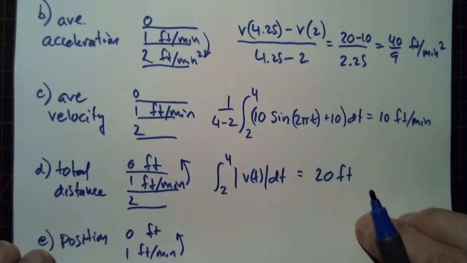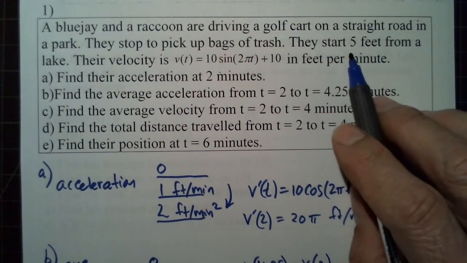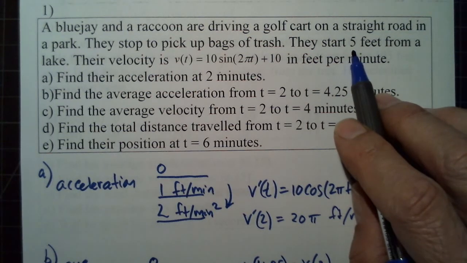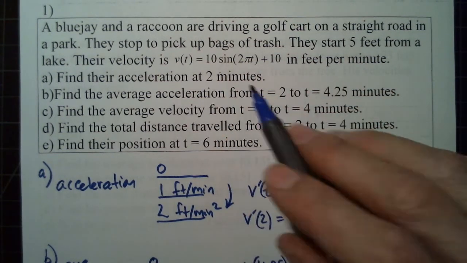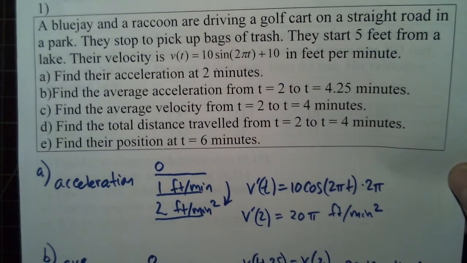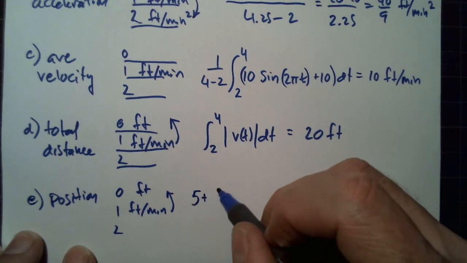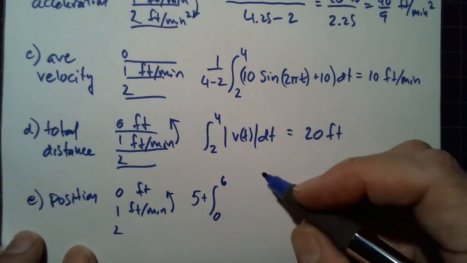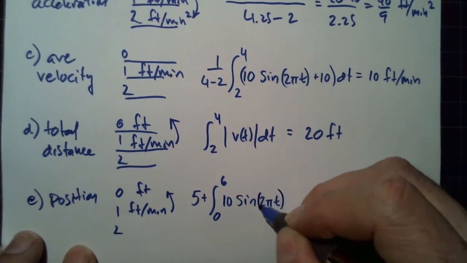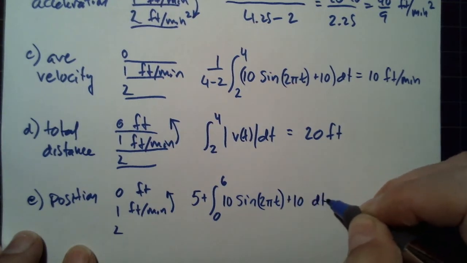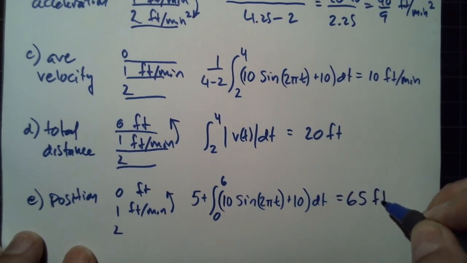We need the initial position, so let's look back at the problem, and we see their initial position is 5 feet from the lake. So we're going to have 5 plus the integral of the velocity, and that'll be 6 minutes. So we're going to go 5 plus the integral from 0 to 6 of the velocity function, and we end up with 65 feet from the lake.